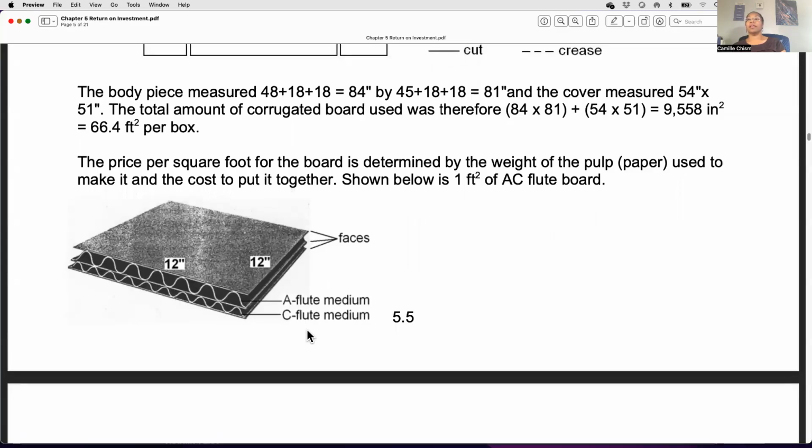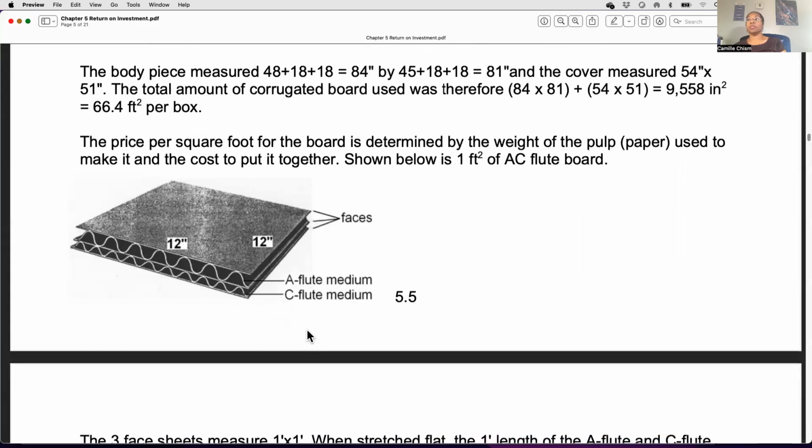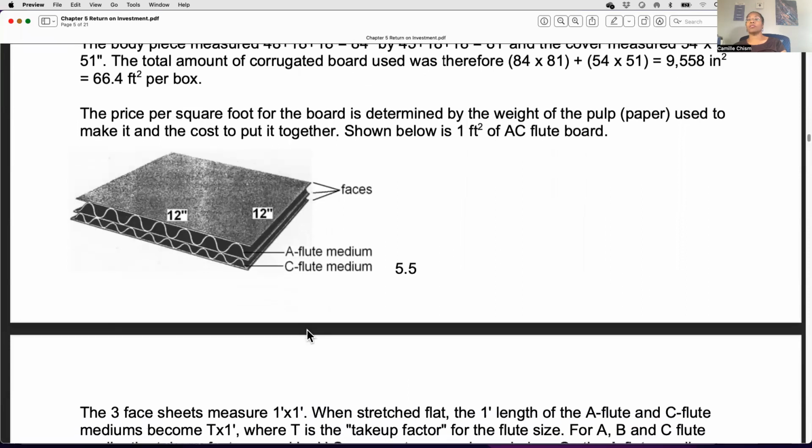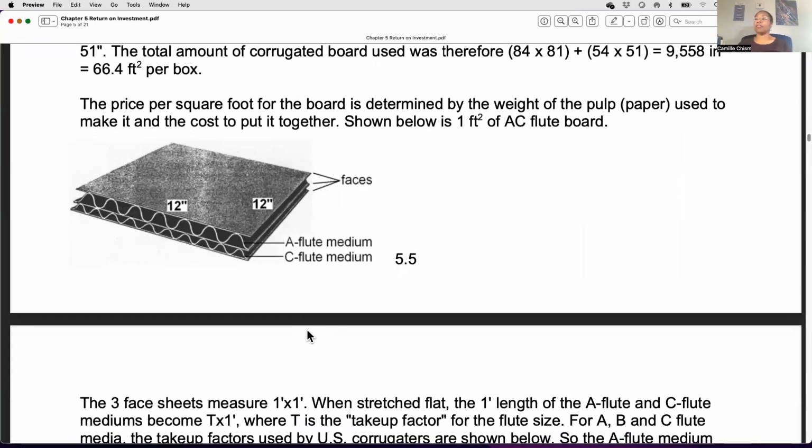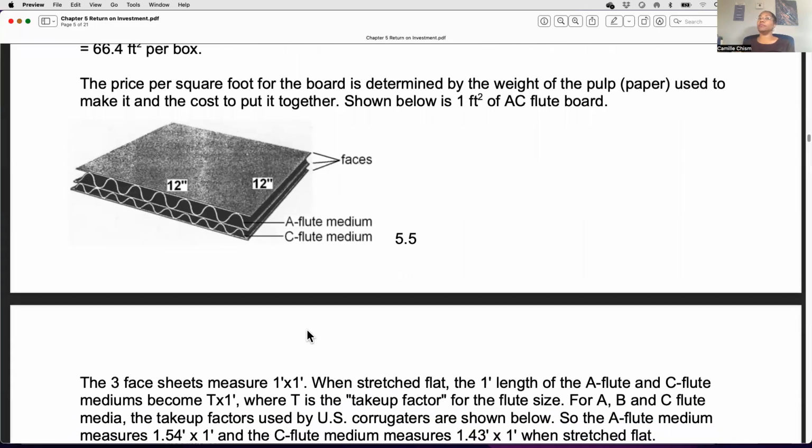However, in the end, it gives you a good estimate, but you need to also know what your supplier is charging, because they'll add in different things that aren't really determined by the cost of the material and the cost to put it together, like services, like counting boxes for you, those sorts of things.